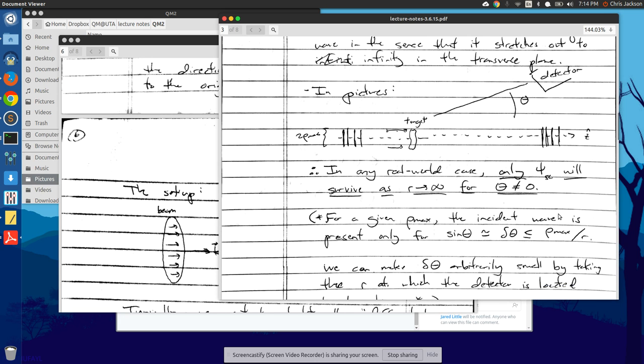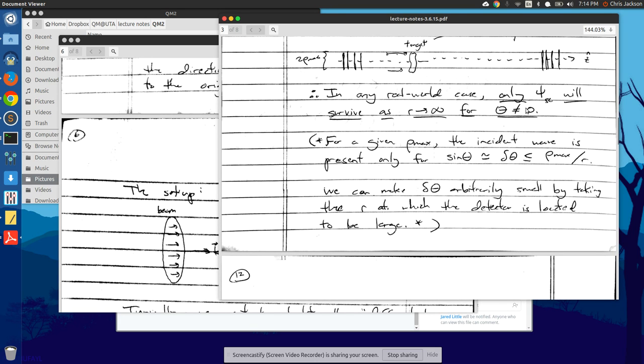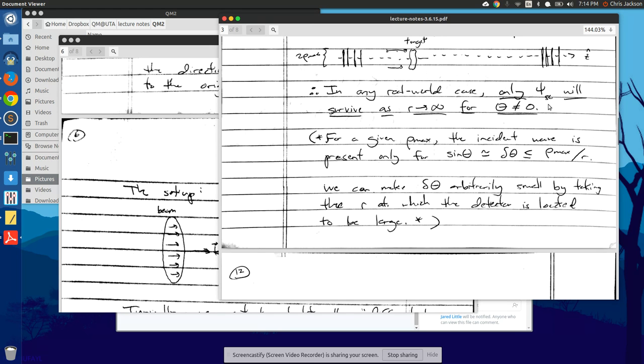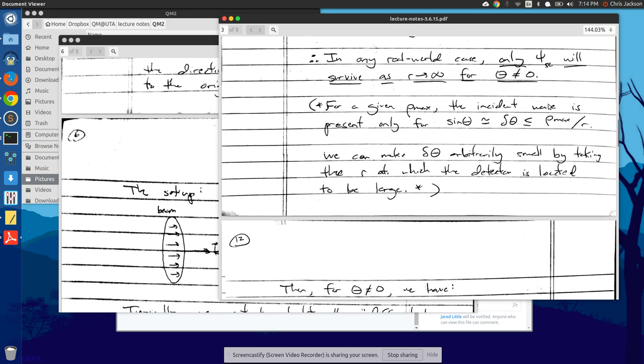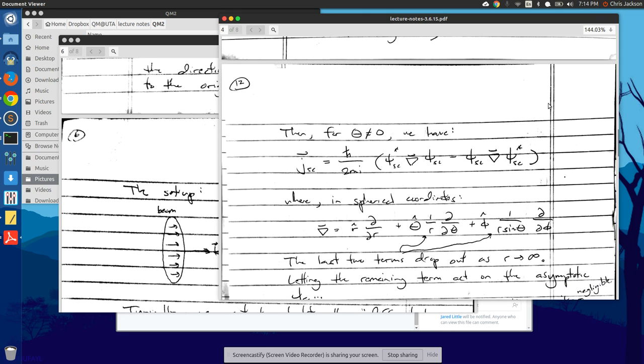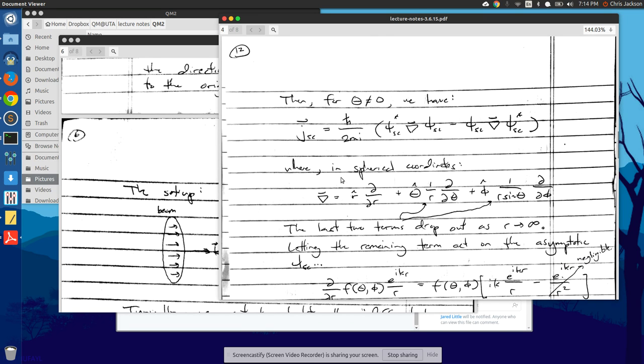So only as we move away from theta equals 0, only the scattered wave piece is going to dominate. So that means that for theta not equal to 0, our scattered current we can compute by just plugging in our scattered wave. And we know what the form of the scattered wave is. It's the scattering amplitude, that f function, times e to the ikr over r.